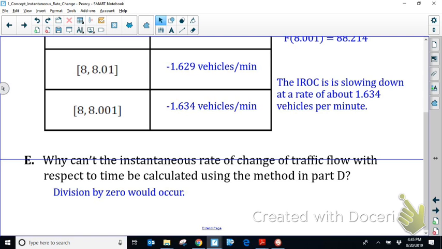But that's going to conclude the series of videos for rates of change for our calculus notes. If you have any questions about anything, let me know. I'll be happy to get back with you on it.